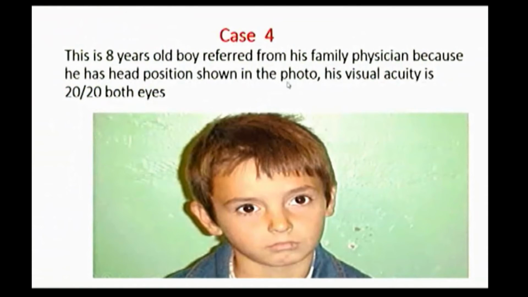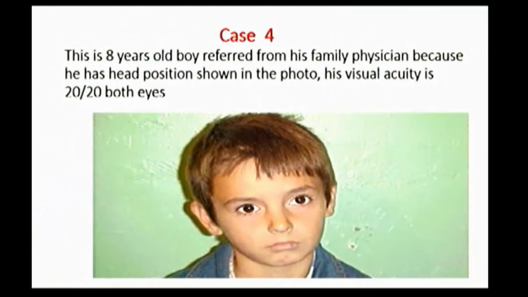Okay, an 8-year-old referred by his family because they noted this head position. Visual acuity is 20/20 and it's been like this since birth. So the first question, what is this head position? A right head tilt. That's a right head tilt with a chin up? Not clear for me, chin up. A little bit of a chin up position. Maybe.